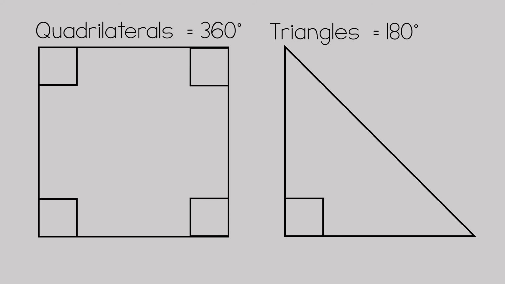Triangles have a measure of 180 degrees. The reason has to do with a right triangle. If you look at a right triangle, it is exactly half of a square. Half of 360 is 180. So when all angles of a triangle are added together, they will always equal 180 degrees.